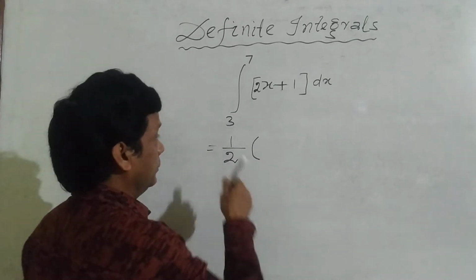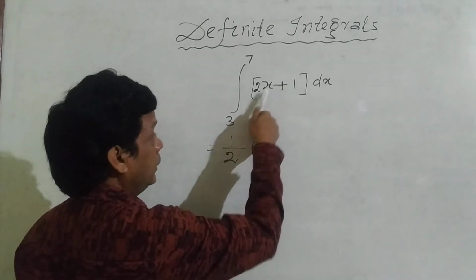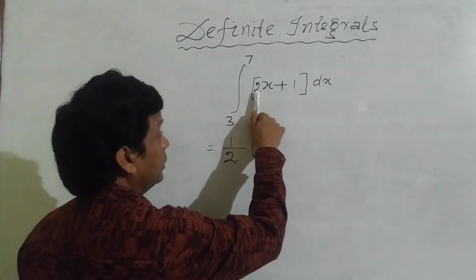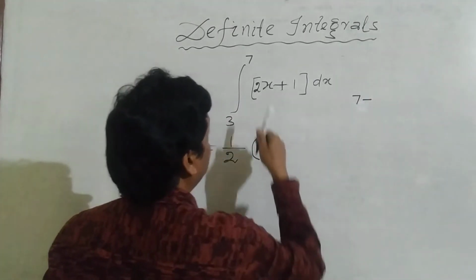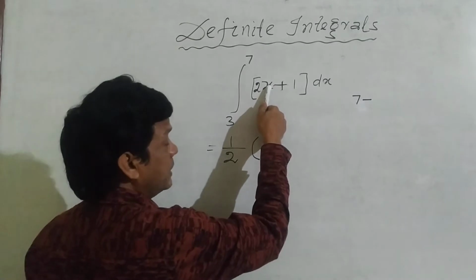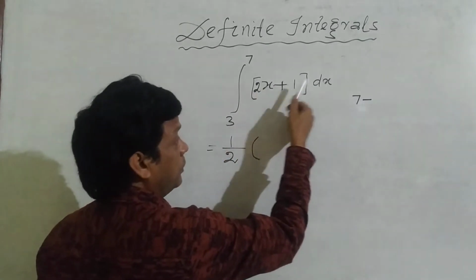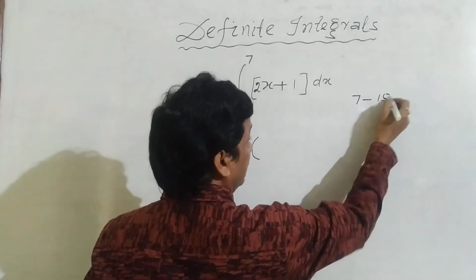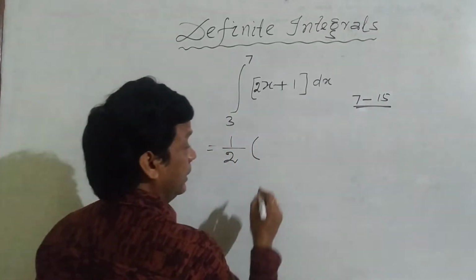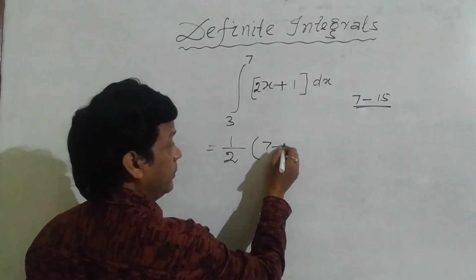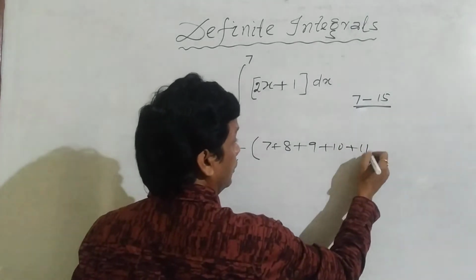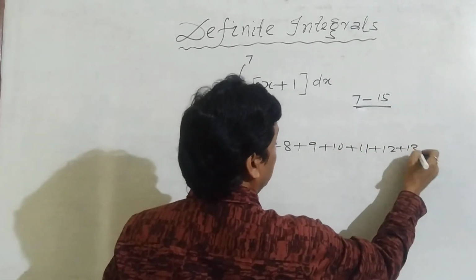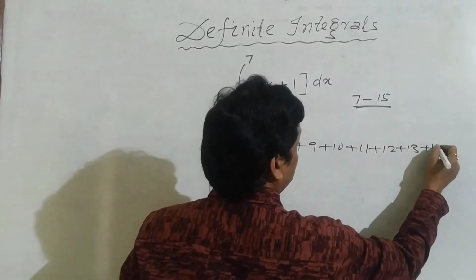Then same rule, put 3 here. If you put 3 here, 3 into 2 is 6 plus 1, it starts from 7. And 7 into 2, put x is equal to 7: 7 into 2 is 14, 14 plus 1 is 15. So it starts from 7 and ends at 15. So same procedure: 7 plus 8 plus 9 plus 10 plus 11 plus 12 plus 13 plus 14. So this is the answer.